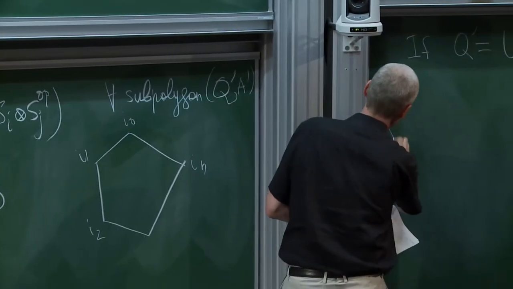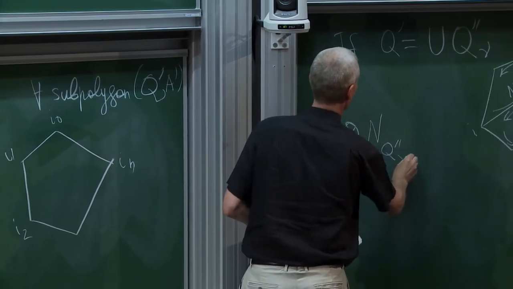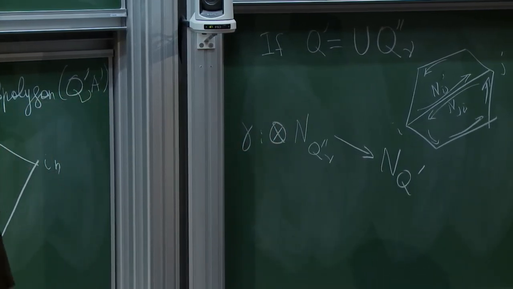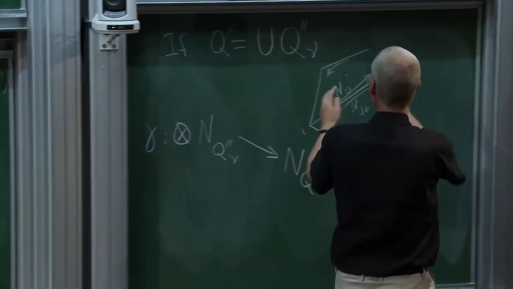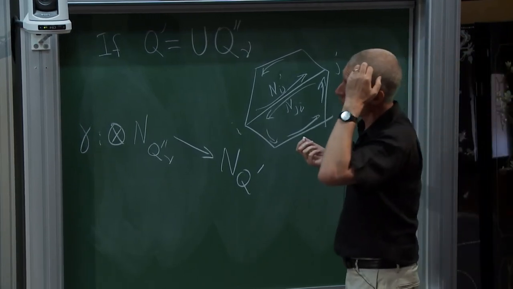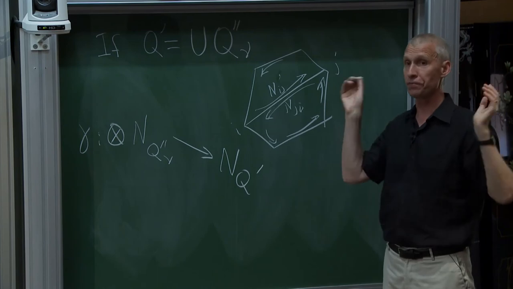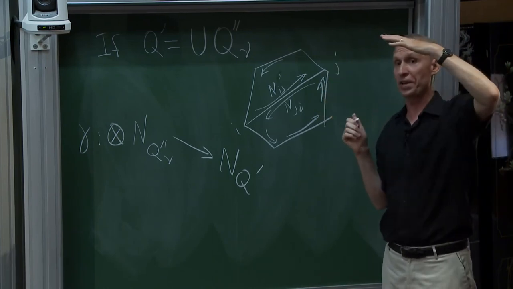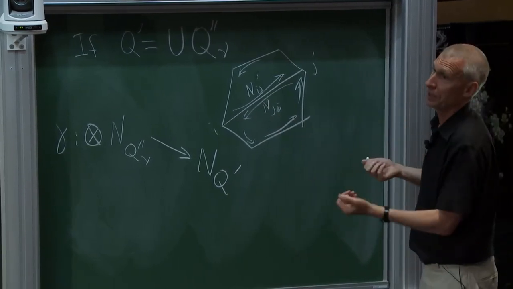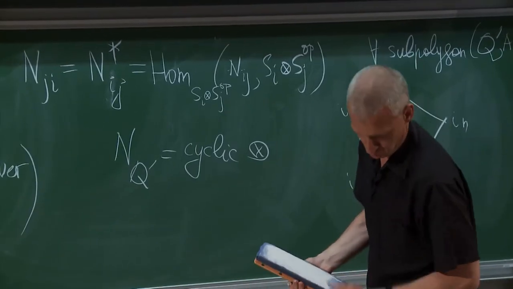So we get a map gamma from the tensor product of N of Q double prime nu to N of Q prime. And this is associative in the sense that if we subdivide further, it will be composable. So in this way we get a system of sheaves, on each secondary polytope a cellular sheaf, a sheaf which is constant on every face. Some vector spaces are associated to faces, and the system of sheaves will be factorizable in that sense. So let me maybe do this here.